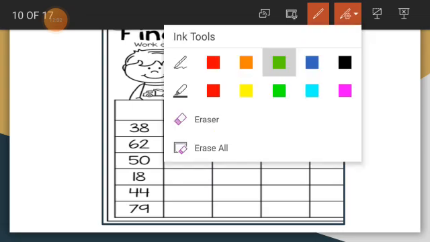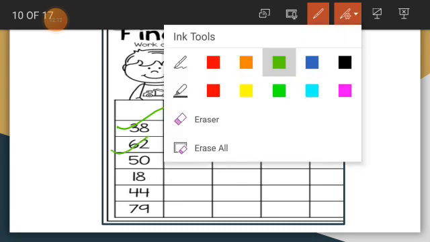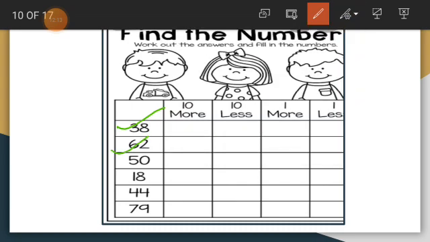Okay. Now I am going to erase this work and we are going to solve 62 now. We have done 38. Now move to 62. In 62, when we add the 10, only the tens number will change. That will go to 72. And when we subtract the 10 from 62, the answer will come 52.